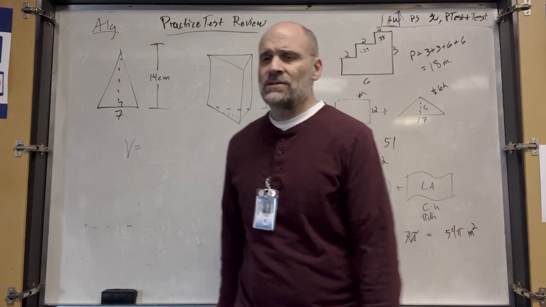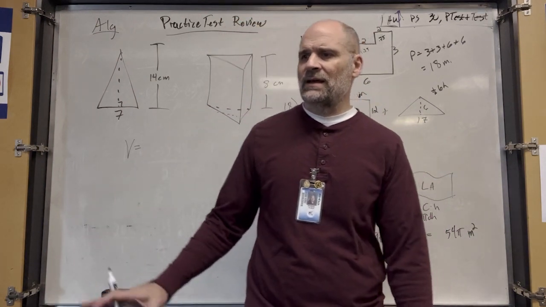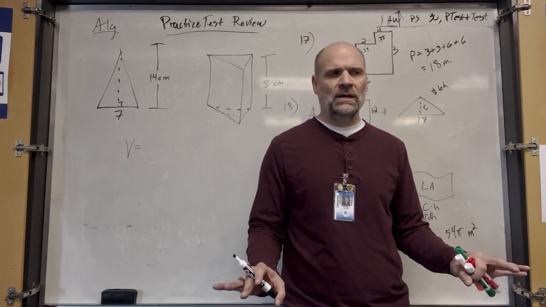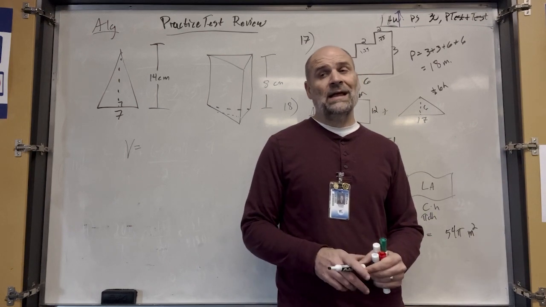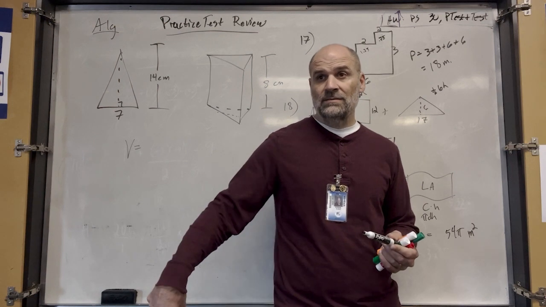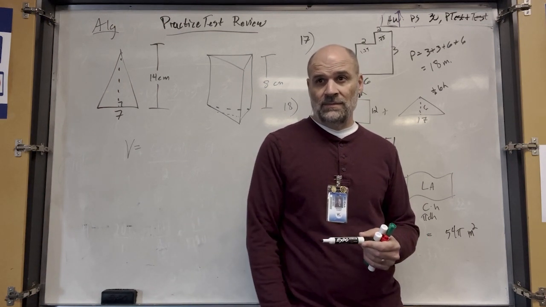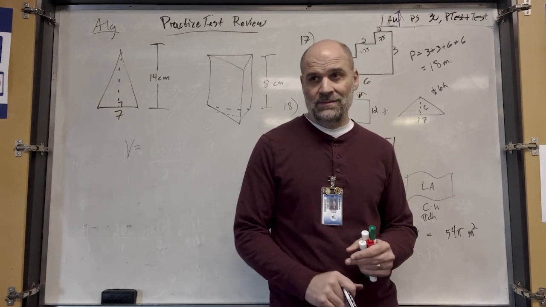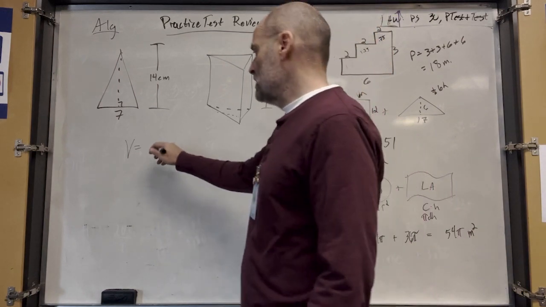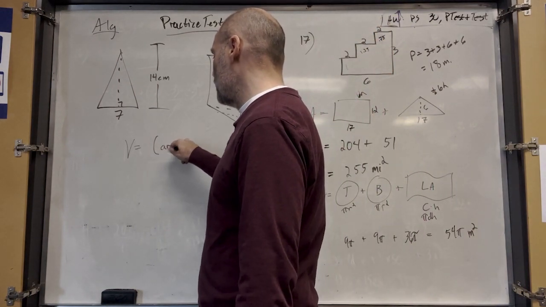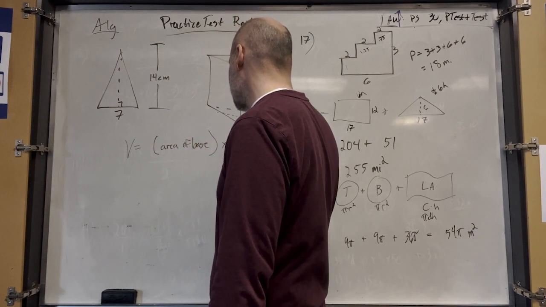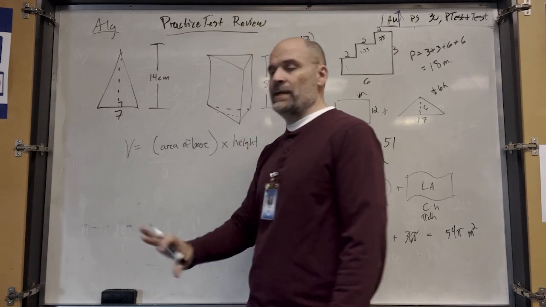What are you doing when you find how many boxes you can put on the ground? How would you determine that without actually bringing in boxes? Length times width. What did you just find? Area of the base. Okay, and then the height is how many levels of those same boxes. So volume is area of base. It doesn't matter what the base is. If you can find the area of the base and multiply it by the height, because that's how many levels of boxes there are, then you're done.